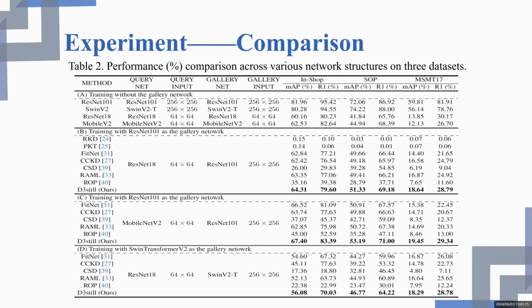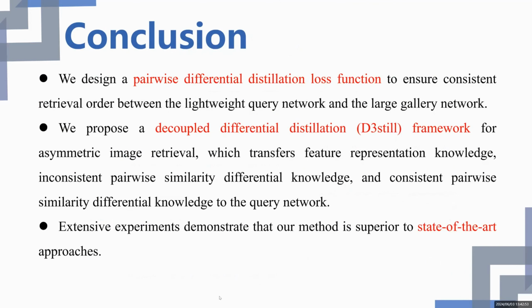These experiment results demonstrate that our D3still framework achieves state-of-the-art performances across all various network structures on 3 benchmark datasets. In conclusion, we design a pairwise differential distillation loss function to ensure consistent retrieval order between the lightweight query network and the large gallery network. Then, we propose a decoupled differential distillation, D3still, framework for asymmetric image retrieval, which transfers feature representation knowledge, inconsistent pairwise similarity differential knowledge, and consistent pairwise similarity differential knowledge to the query network. Extensive experiments demonstrate that our method is superior to state-of-the-art approaches.